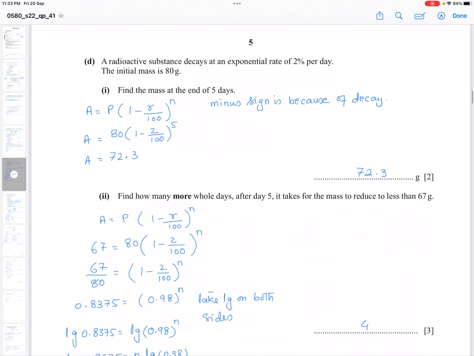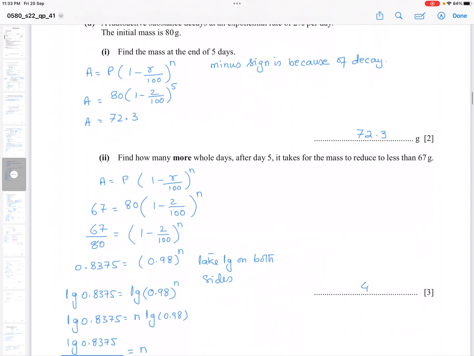Second part, how many more whole days after day 5 does it take for the mass to reduce to less than 67 grams. Again use the formula. This time your value 67 grams goes under A, P would be the same 80, and rate R is the same too, but we don't know n. So now from here 80 will go down into the denominator.